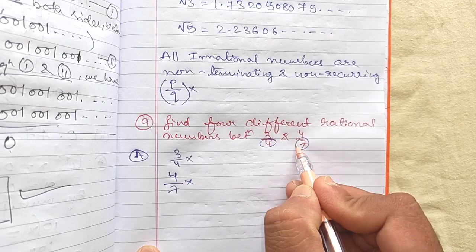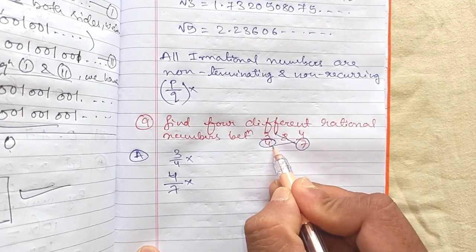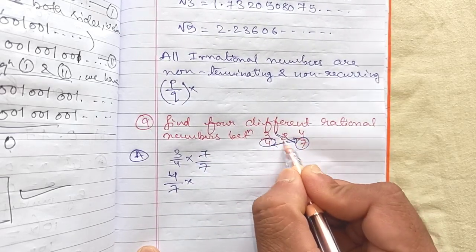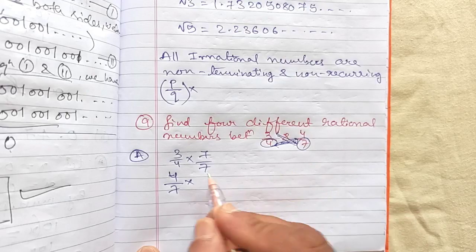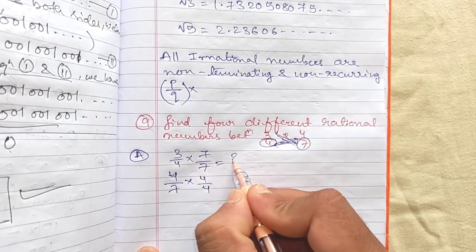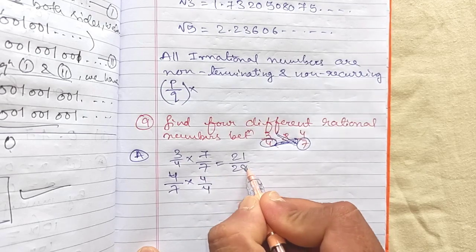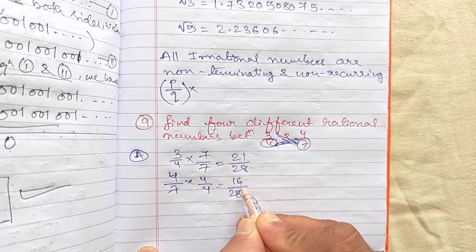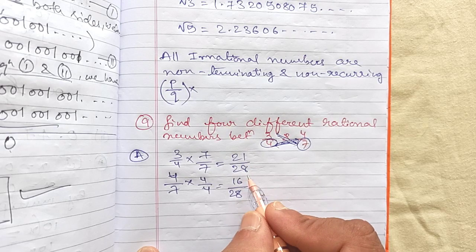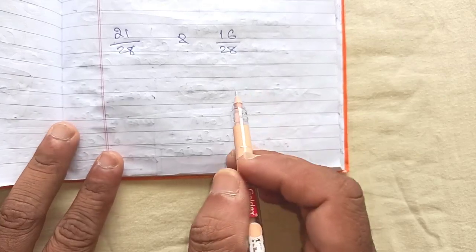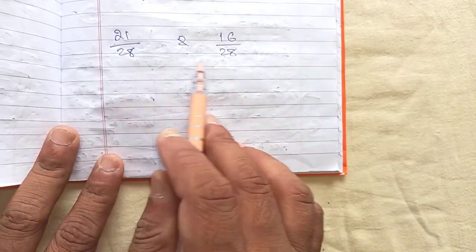So what we will do? This 7 will be multiplied with both the numbers. Okay. And this 4 will be multiplied to the other rational number. Now 7 3s are 21 and 28. Here we will get 16 by 28. So between 16 and 21 there are 4 numbers, 17, 18, 19, 20. So now there are 4 rational numbers between these two rational numbers.